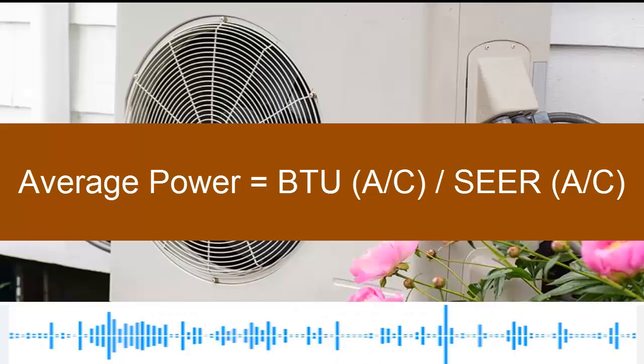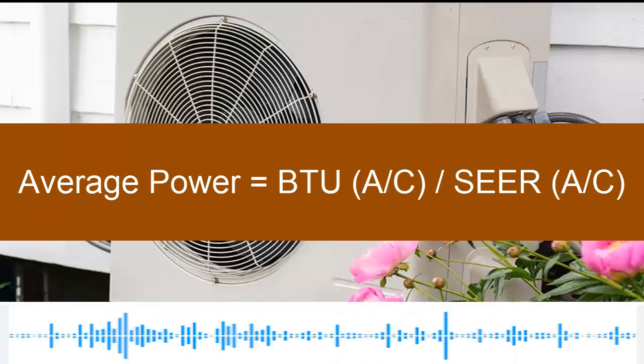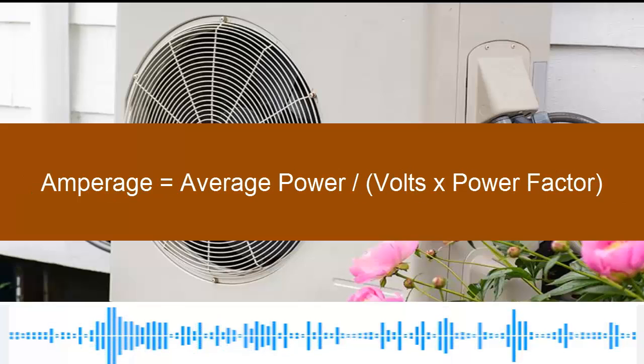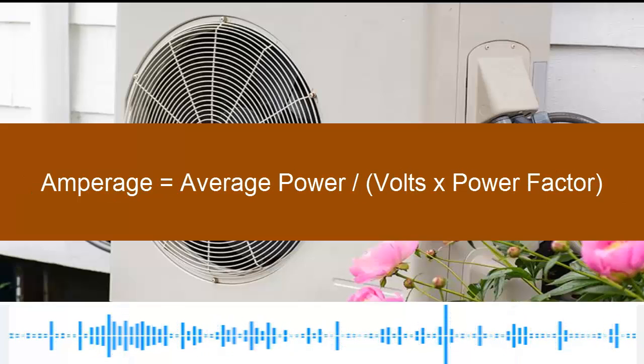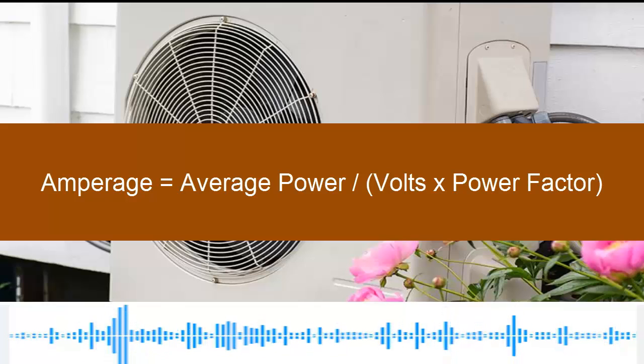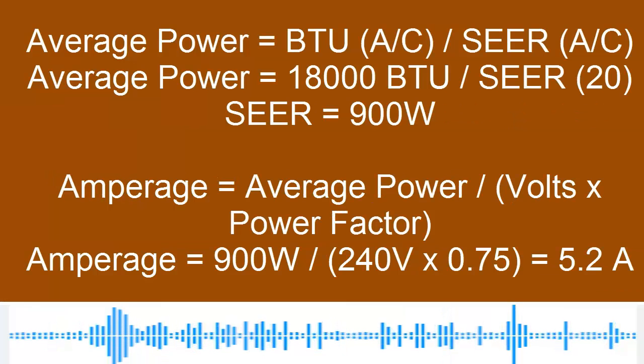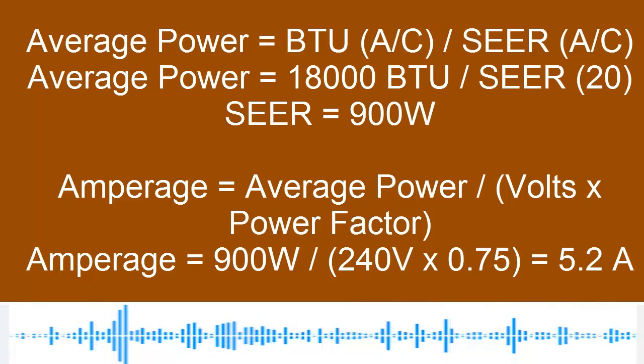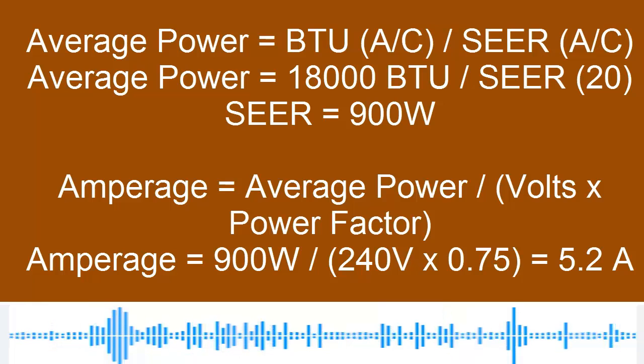With the identified electrical power, you can consult current consumption values based on voltage and phase and current rating tables. For example, for an air conditioner with 18,000 BTUs per hour and a SEER of 20, an average consumption of 900 watts is expected. With a single-phase power supply of 240 volts, the current consumption is 521 amperes. These 521 amperes represent the average consumption of the air conditioner over the time it is running.